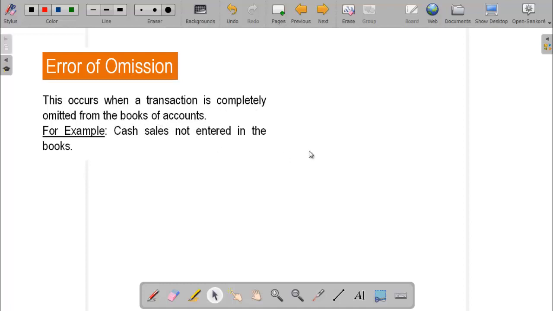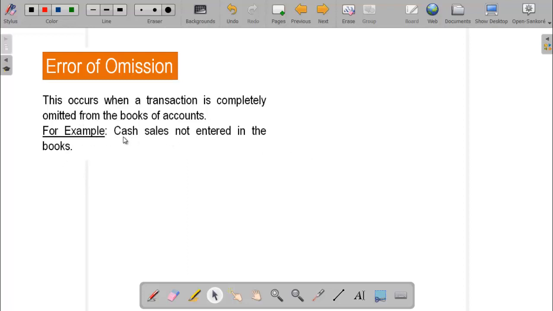Suppose we conducted a transaction and we completely omitted to record that transaction in the books of accounts. We didn't record it at all. So that error is called error of omission.